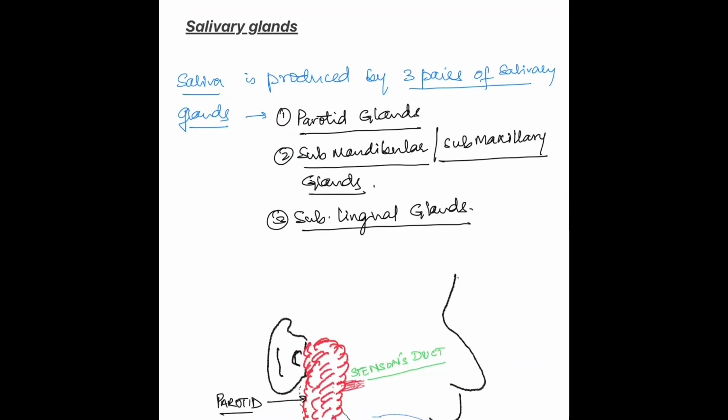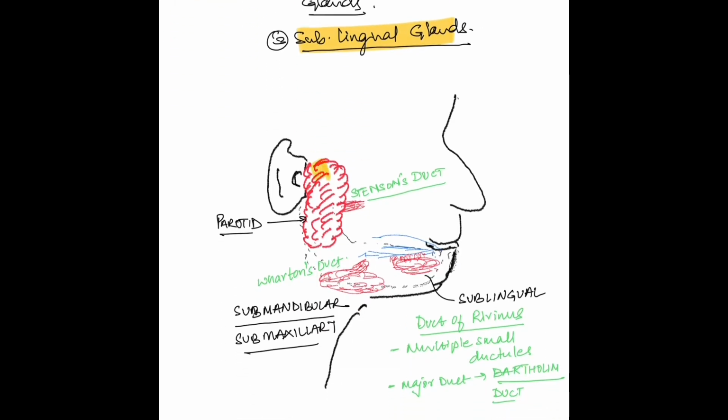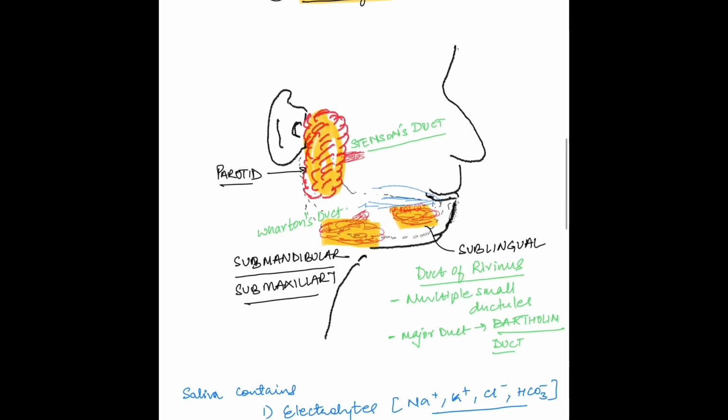Saliva is mainly produced by three pairs of salivary glands: the parotid gland, submandibular or submaxillary gland, and sublingual glands. The parotid glands are present in the cheek, submandibular glands are present in the lower jaw, and sublingual glands are present below the tongue. These glands are situated just outside the oral cavity and secrete saliva into the oral cavity.